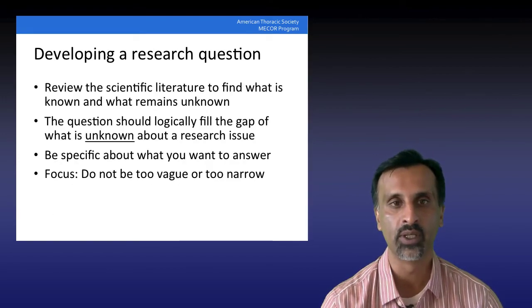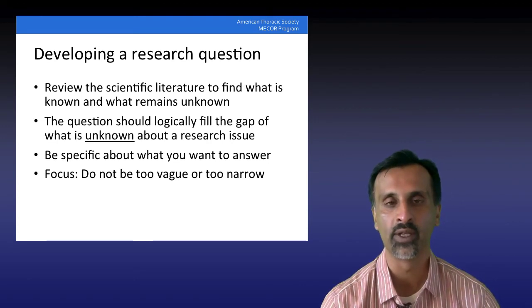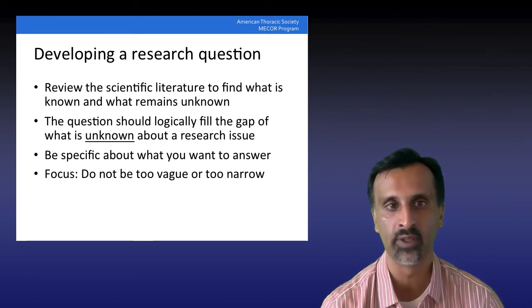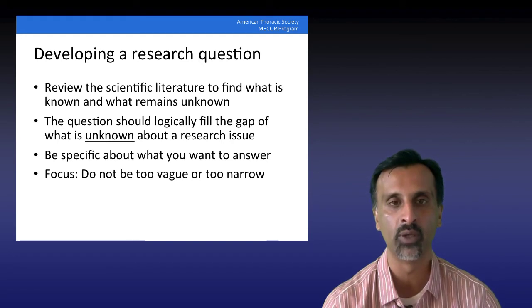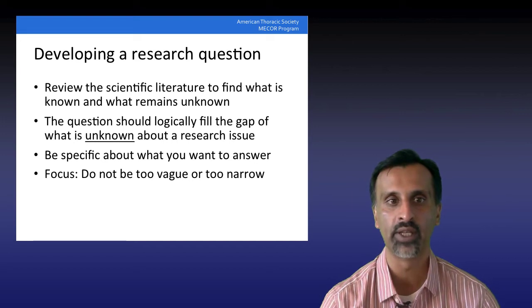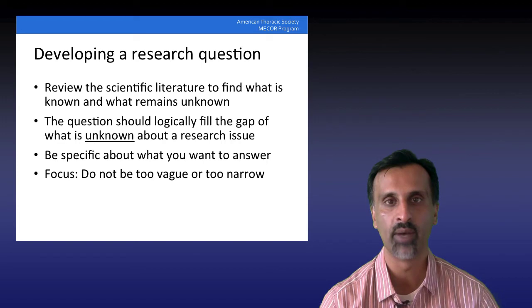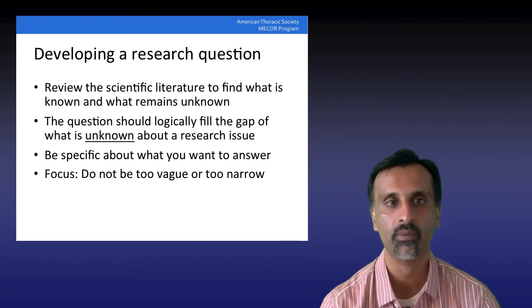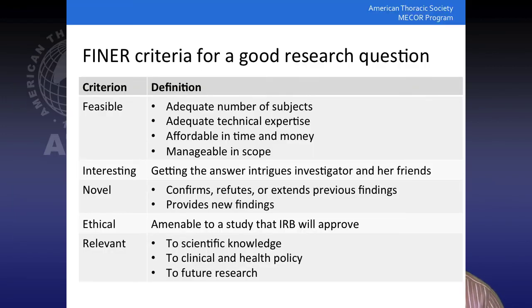When you're developing a research question, to help you figure out whether it's significant or innovative, you have to review the scientific literature around the topic to figure out what's known and what remains to be known. The question that you pose should logically fill the gap of what is unknown about a research issue. It has to be specific enough that you can actually answer it, and it has to be focused. It can't be too vague or too narrow. These are a set of criteria called the FINER criteria for a good research question, and it's important for you to go through them to make sure that your question meets each one of them.